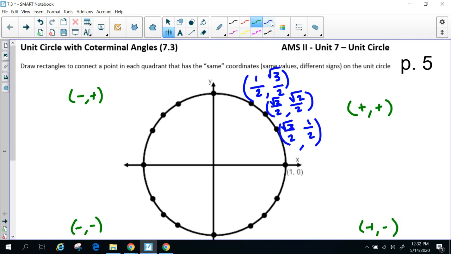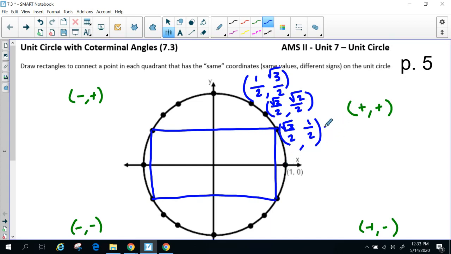So today, to give you a different visual representation, we're going to draw rectangles to connect a point in each quadrant that has the same coordinates. So you're going to see the same values, those same numbers, just with different signs on the unit circle. Okay, so here, if I connect the dots that are the closest to the x-axis, these points are all 30 degrees away from the x-axis.